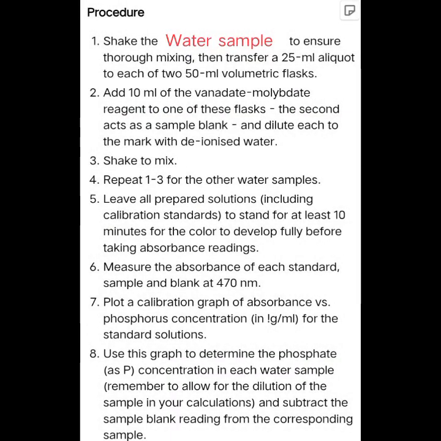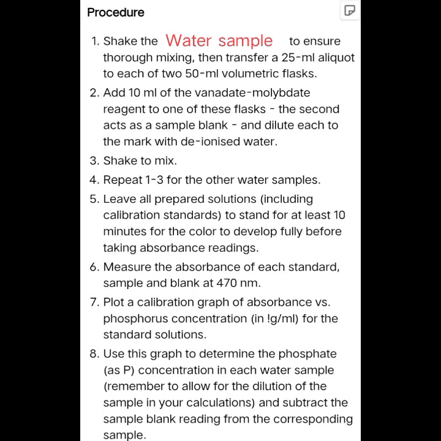Procedure. First, shake the water sample to ensure thorough mixing, then transfer a 25 ml aliquot to each of two 50 ml volumetric flasks. Second, add 10 ml of the vanadate molybdate reagent to one of these flasks. The second acts as a sample blank. Dilute each to the mark with deionized water. Third, shake to mix. Fourth, repeat steps 1 to 3 for the other water samples.